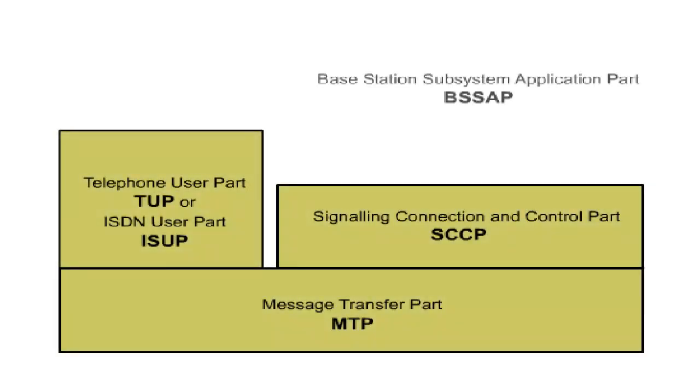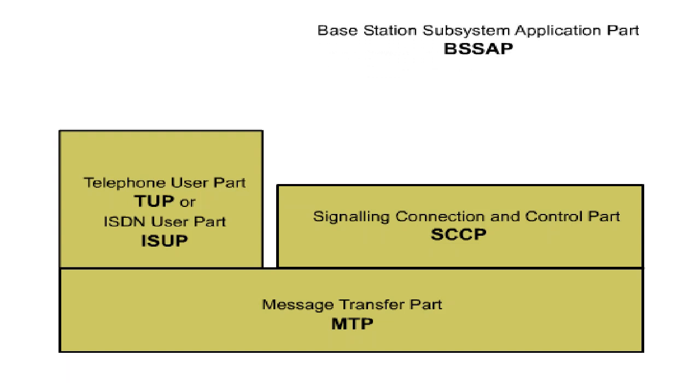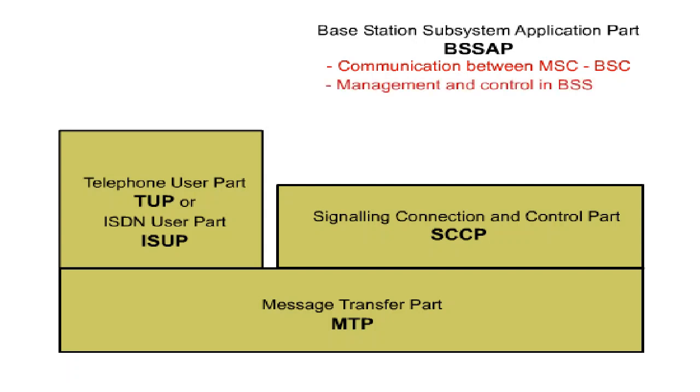The base station subsystem application part, BSSAP, is a protocol layer responsible for communication between the MSC and the BSC in GSM. BSSAP is responsible for the entire management and control of the radio resources in the BSS. It resides on top of the signaling connection and control part, SCCP.